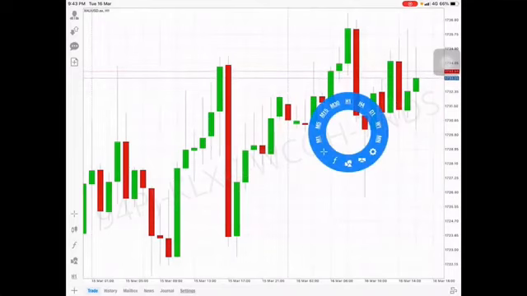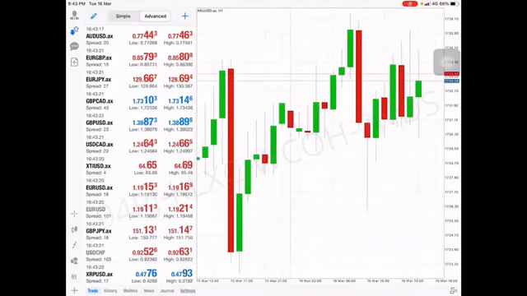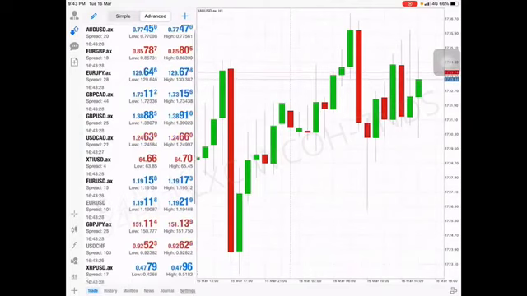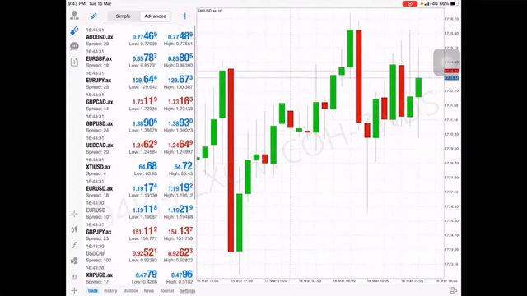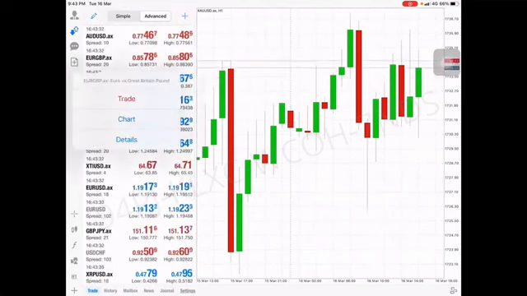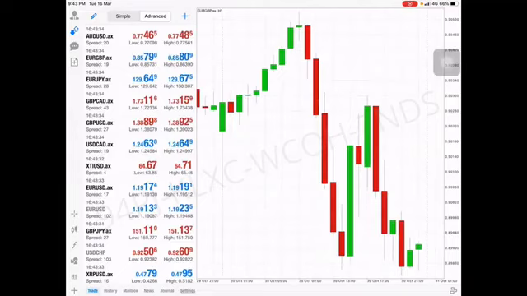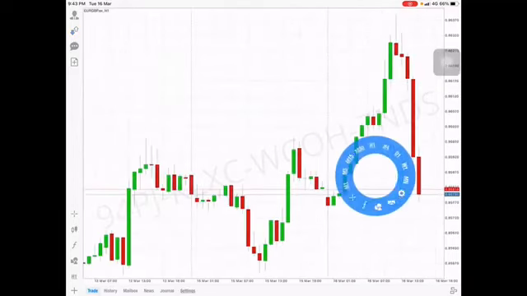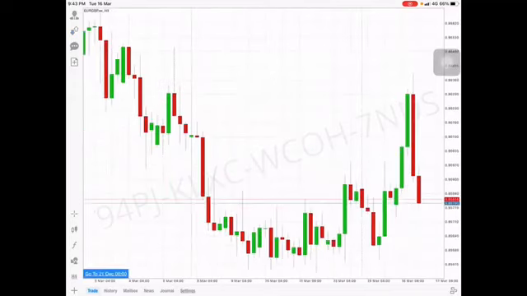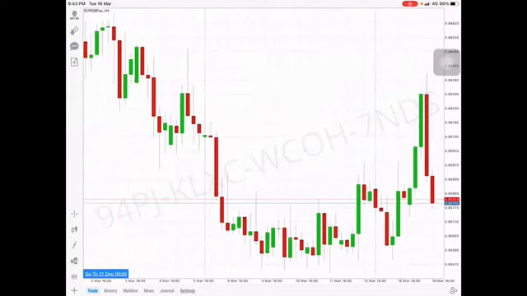Now let's see another pair if we can find. What pair do you trade? What other pair do you want to see? GBP USD or whatever USD. Never mind. I'll just pick randomly. Okay, so I'm going to take EG. Let's see if we can go to H4.